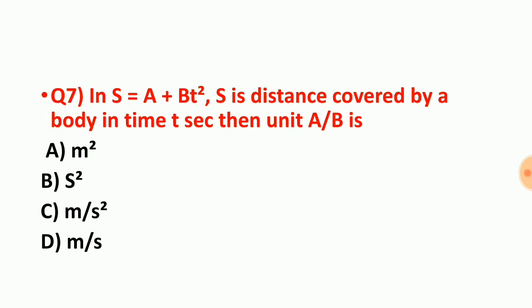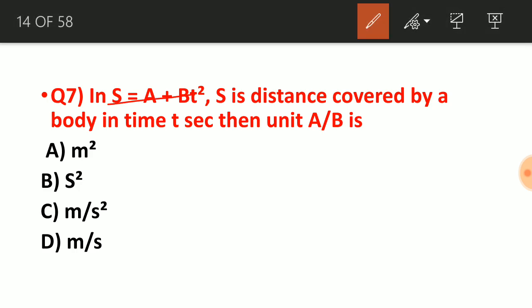Question number 7. In S is equal to A plus BT square, S is the distance covered by a body in time t. What is the unit of A by B? If you see this question, we have to use the principle of homogeneity over here. Whatever be the unit of S, that will be the unit of A, and that will be the unit of BT square. Because according to the principle of homogeneity, each part, each expression in a balanced physical equation should contain the same unit. Because we can add time with another time, we cannot add time with distance.